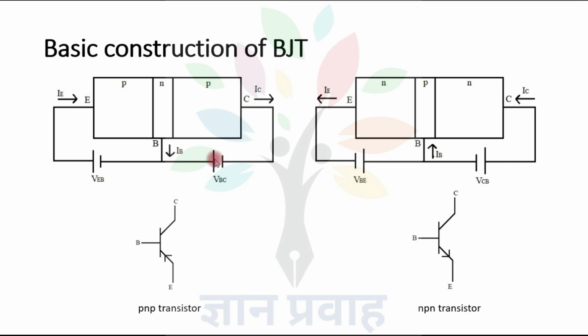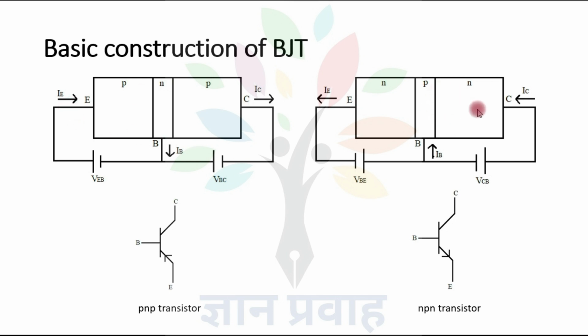This mode is used for amplification purpose, and the logical symbol for PNP transistor is given here: collector terminal, base terminal and emitter terminal, and one arrow is here. The direction of this arrow shows the direction of conventional current. Here the conventional current flows from the emitter region to the collector region. IE shows the emitter current, IC shows the collector current and IB shows the base current, and the directions of these currents are like this in case of PNP transistor.